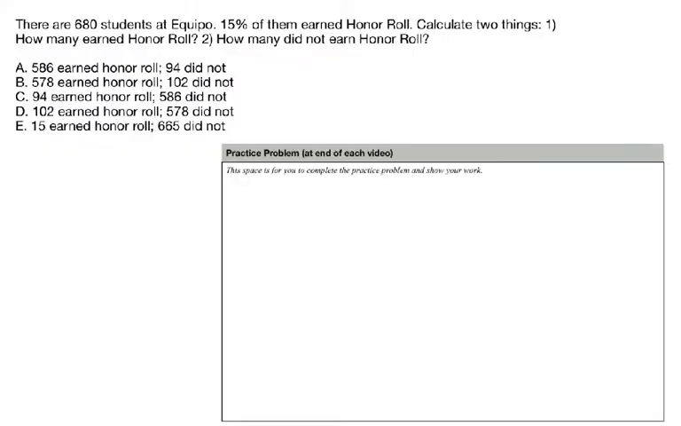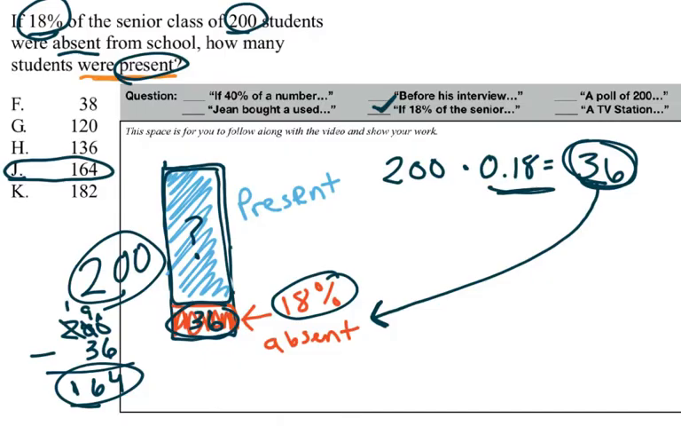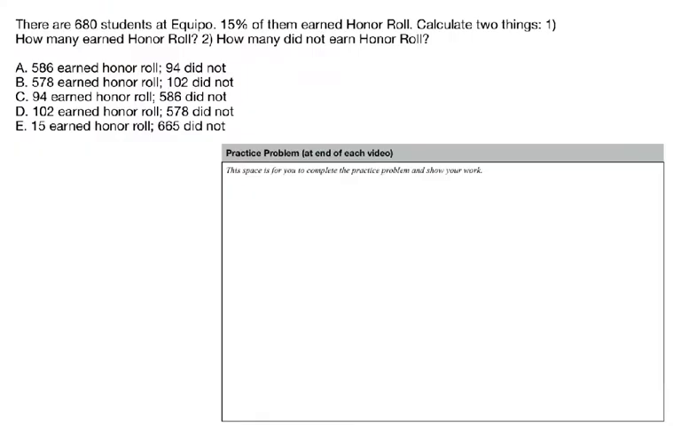When you do this practice problem right here, you want to think about which part of the percent you're getting. So over here we had to think about absent students and present students. In our example question, you've got to think about how many earned honor roll and how many did not earn honor roll. So make sure you're keeping track of what percent you're calculating, and then if you need to subtract, subtract. If you don't need to subtract, then don't subtract. Go ahead and pause the video, and when you are finished with your work, come back and I will give you the correct answer.